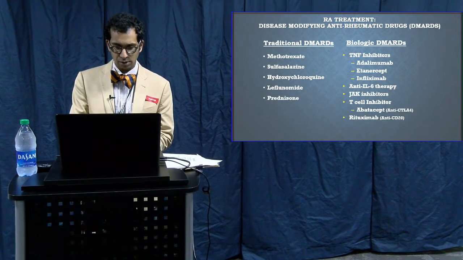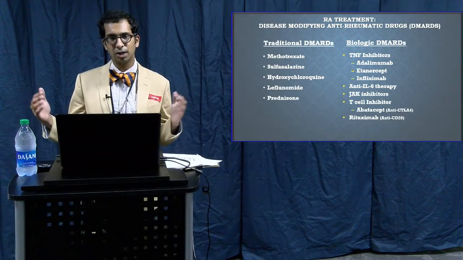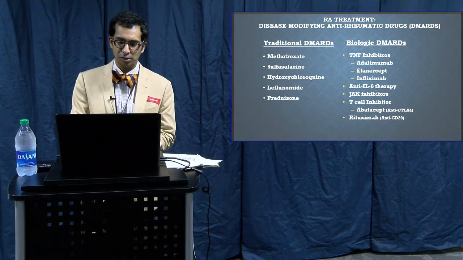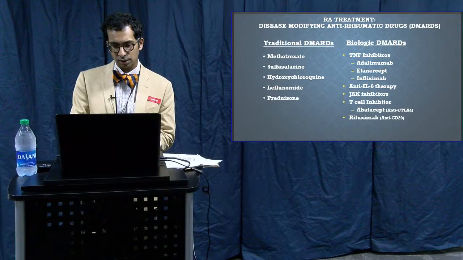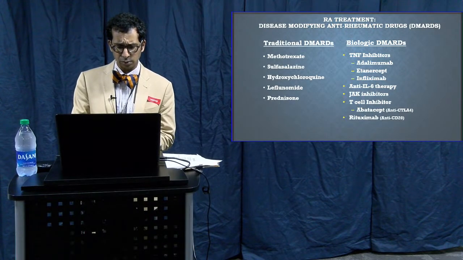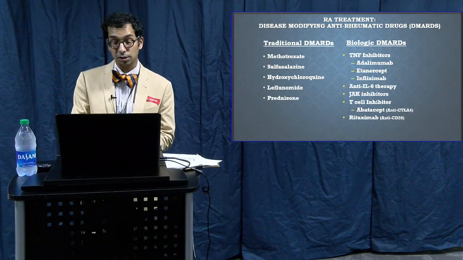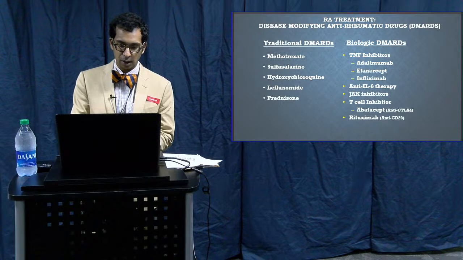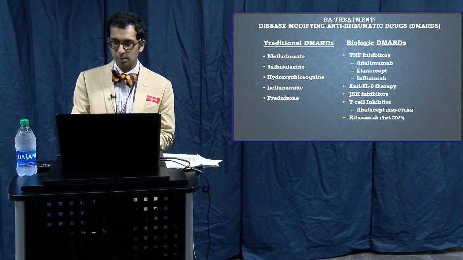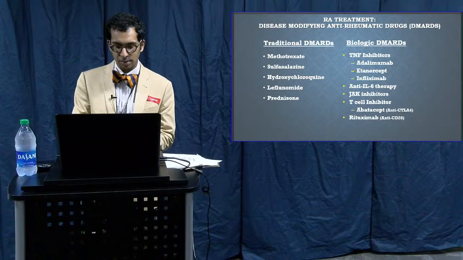And you can see here there's a list that targets different cytokines. So now we have a very large armamentarium to treat and control rheumatoid arthritis, medications which really have been game changers for treating this disease. You can see here medications which target TNF, tumor necrosis factor: etanercept, infliximab, adalimumab, then other medications that have been approved as well. So anti-IL-6 therapies such as tocilizumab, JAK inhibitors, T-cell inhibitors which target co-stimulation such as abatacept, and monoclonal antibodies such as rituximab, which target certain B cells.